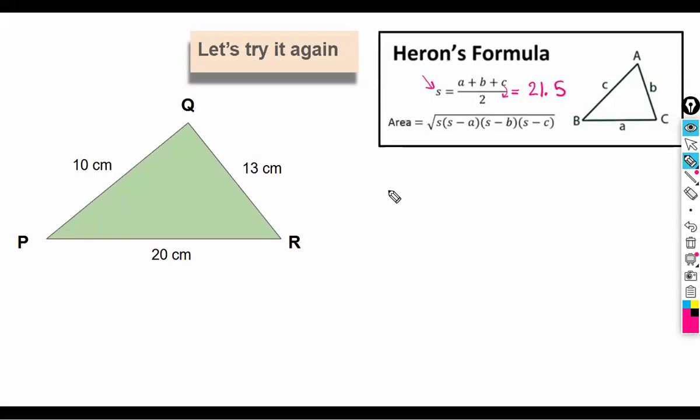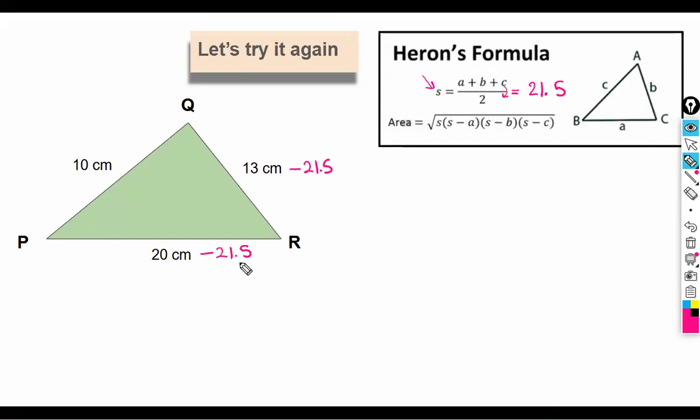So S is 21.5. Here's what I want you to do now. Go and minus 21.5 from all the sides. So all the sides go and minus 21.5, right? All of them.